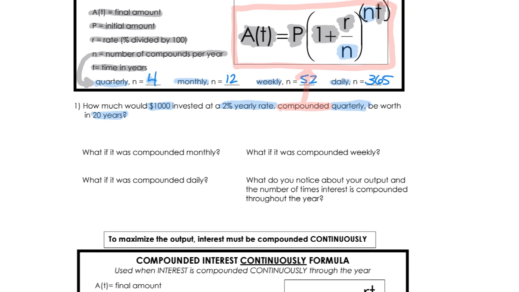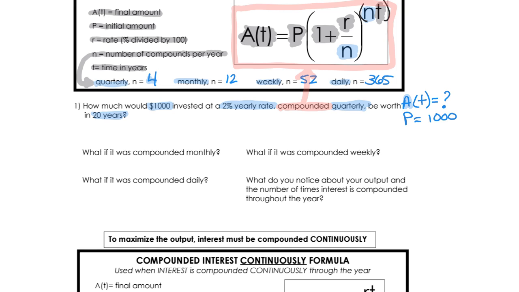All right, so in this problem, guys, I'm going to go ahead and write down my variables just like I do normally. I'm going to do it off to the side here. I feel like I might have a little bit more room. But we have an A of t value, which is our final amount, which we do not know in this problem. We have a P value, which is the initial amount that we're putting in, which is $1,000.